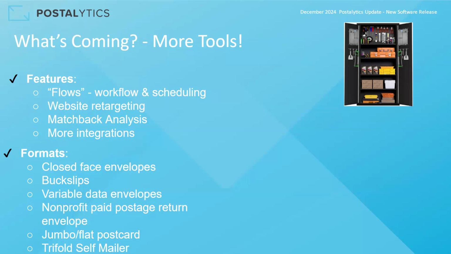And so that's a big area of demand from our customer base. We'll be rolling that product out here very soon. Buck slips are little slips that go into a letter package with additional marketing messages. Simple, fast, easy. That's going to be rolled out quickly. Variable data envelopes. You'll be able to personalize the outer envelope of a letter package. Very cool. Super excited to roll that out.